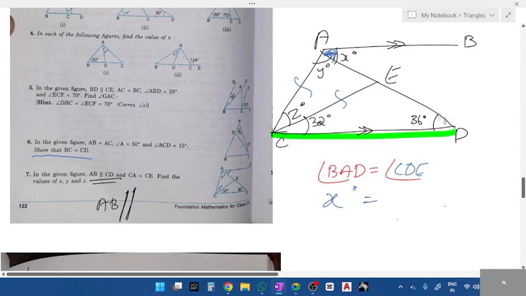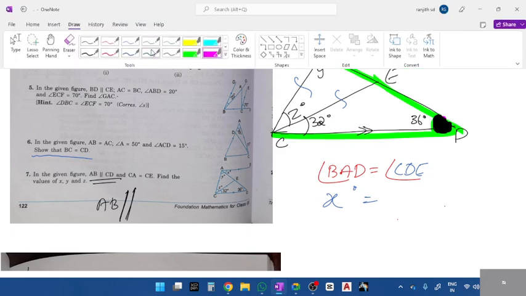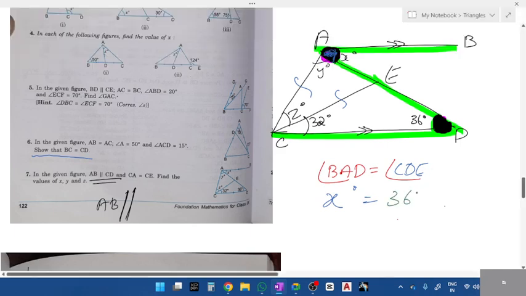Parallel line is given. Yes, parallel line is given. Use parallel line. Look at these two things. These are the angles I'm talking about. This one and this one. Look at the green line and this black dot. These are the two which are interior alternate angles. 36. Therefore, angle X is 36 degree.